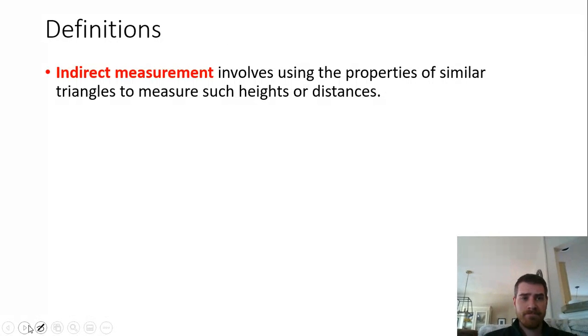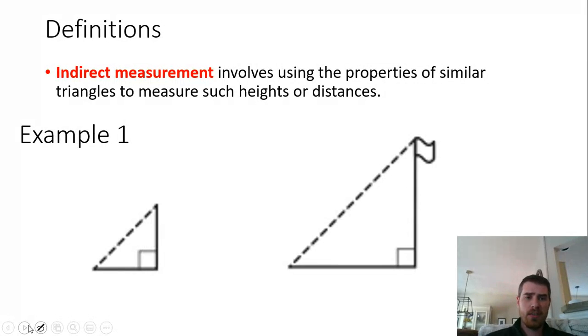So let's dive in. First, we need to know the definition of indirect measurement, which involves using the properties of similar triangles to measure such heights or distances. So let's look at an example, shall we?